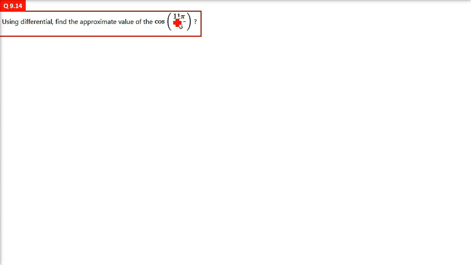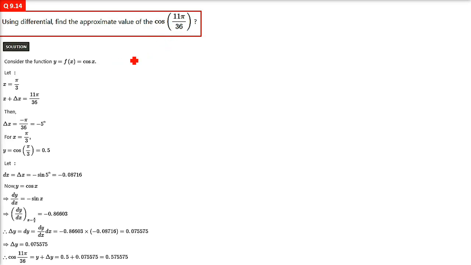It's almost like the previous one, so we'll do the step-by-step process. Cos of 11 pi by 36. Now the main thing will be what we are going to assume as x. That is the main thing. There is a certain observation which we can take. We know the values at 60 degrees and 90 degrees, for sine, cos, all this. But how about trying to say x as pi by 3? Now, you will ask the question, why have you taken it as pi by 3? What is the reason? I'll just tell you.